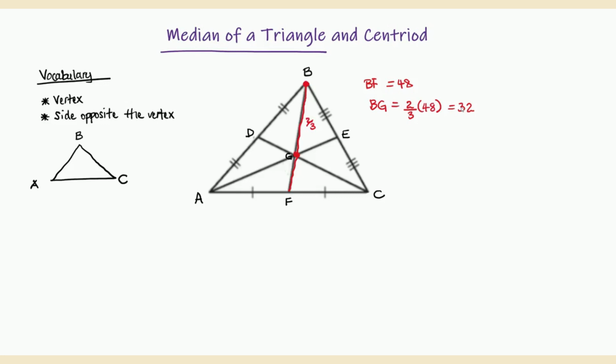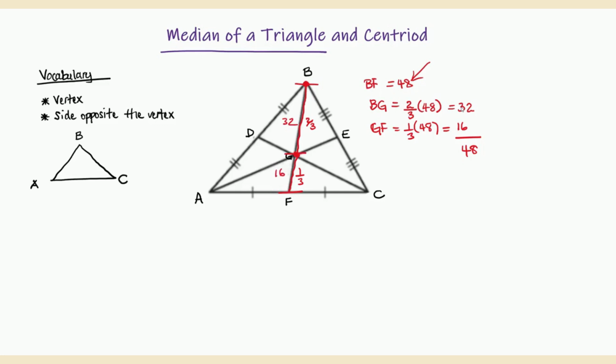Again, from B to G is from the vertex to the centroid, which is 2/3 of the full distance of the median, which means that GF is just 1/3 of the measure. So GF is 1/3 of 48, and 1/3 of 48 is 16. Now keep in mind that these two measures must add up to your total, so that would be correct. So again, the full distance is 48. From the vertex B to the centroid G measures 32, and then from G to F measures 16 for a total of 48.